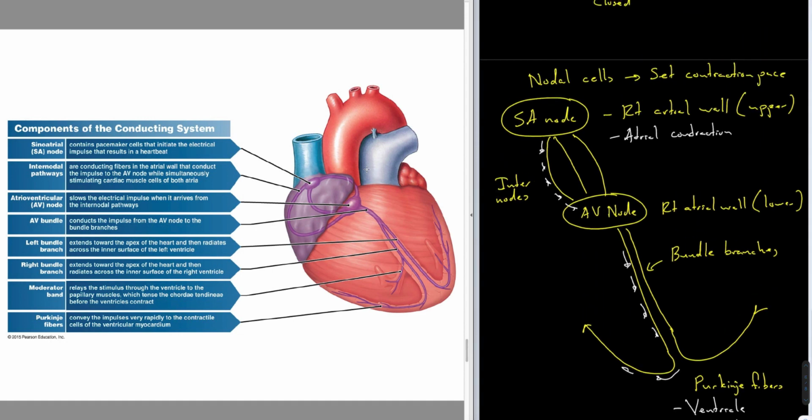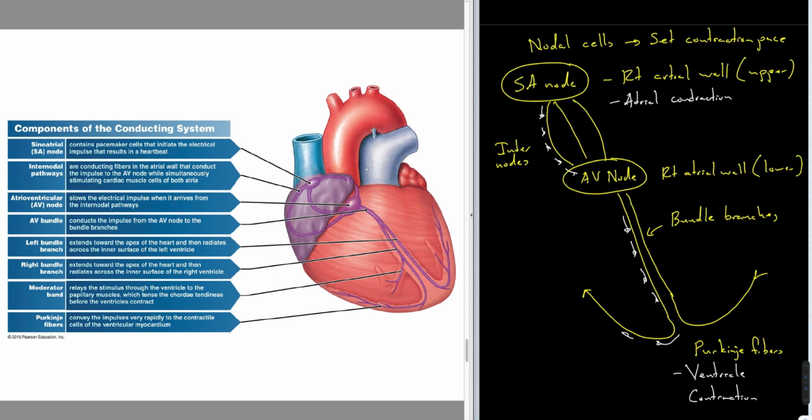Now this is all on the right-hand side. Coming off of the SA node is a group of bundles called Bachmann's bundles. And this takes us to the left atrium. So we have another group of bundles here.